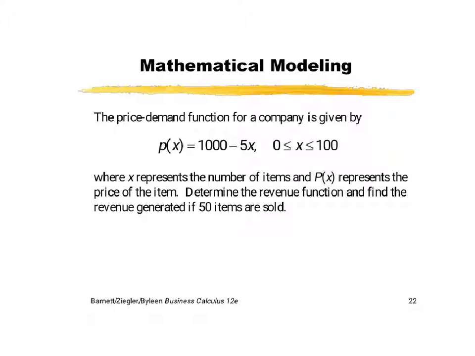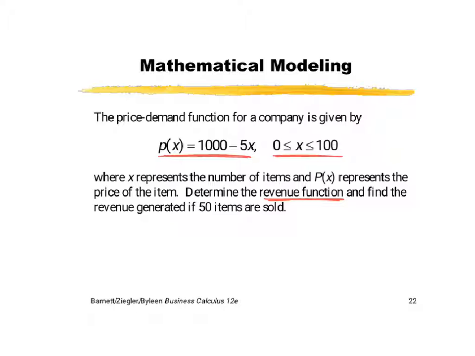Okay, now let's look at the mathematical model shown here. Okay, it says here the price demand function for a company is given by p of x equal to 1,000 minus 5x, which the domain is given by x greater than or equal to 0 and less than or equal to 100. Okay, so the number of items represented will range from 0 to 100. And p of x represents the price of the item. Determine the revenue function and find the revenue generated if 50 items are sold.